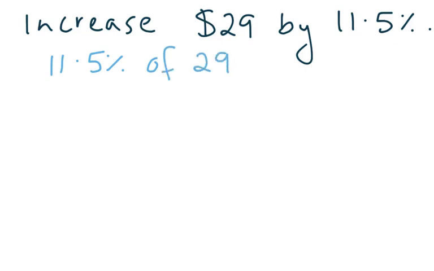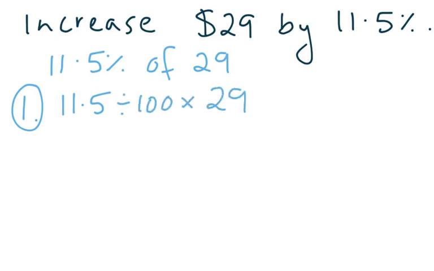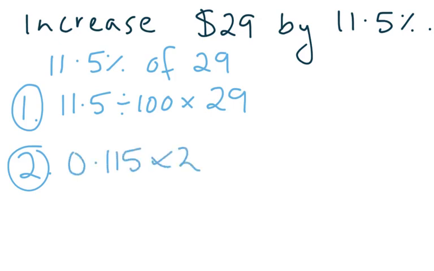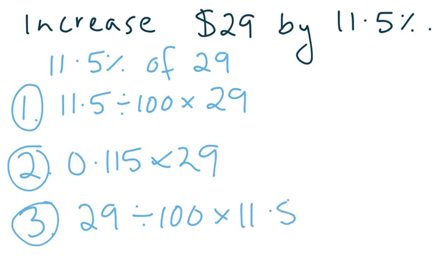To do that, remember there's 3 ways. I will show you all 3. You can do 11.5 divide 100 times 29. You can do it the way I would normally do it, which is 0.115 times 29, or you can do 29 divide 100 times 11.5. Whichever way you choose, you should get $3.34 to the nearest cent, because remember with money we only go to 2 decimal places.